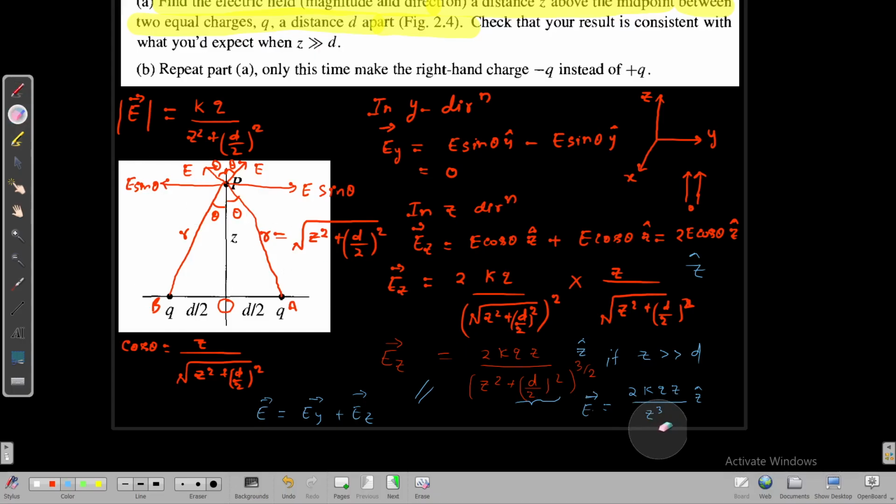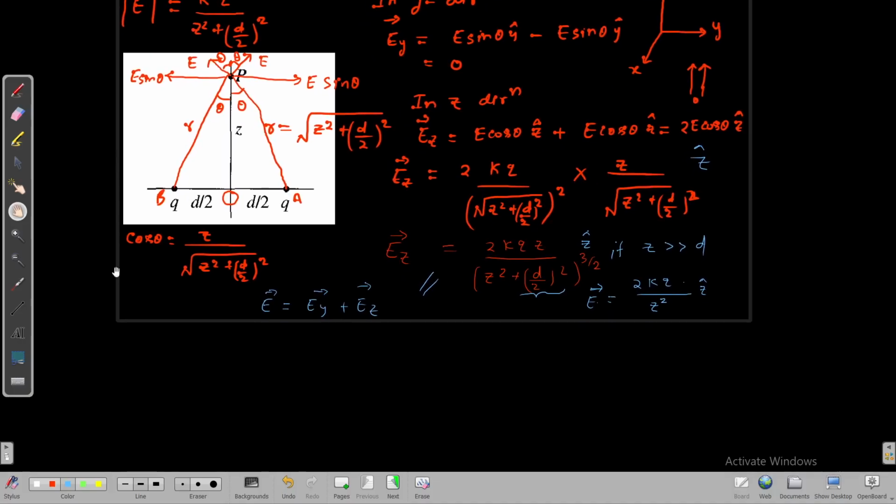So z cube, z cap, and this z will cancel out. So I will write it directly as z square. Fine, z square. Now you got this. Now you have to check that your result is consistent or not. So I will check consistency here.